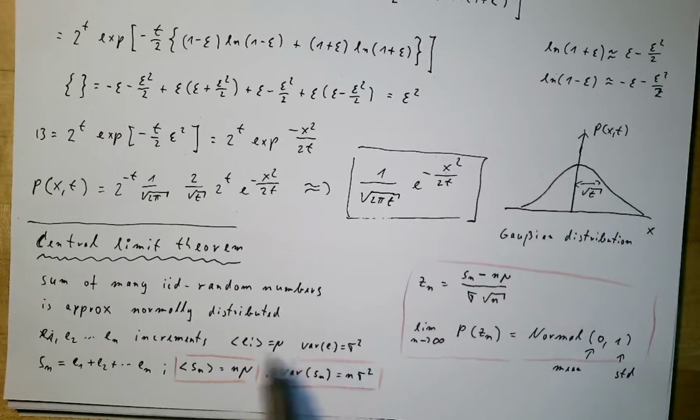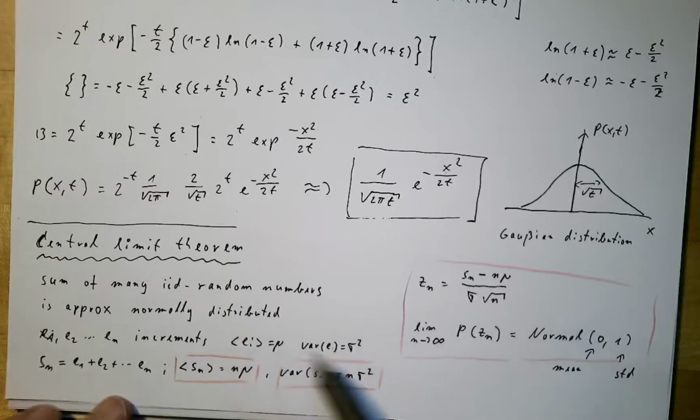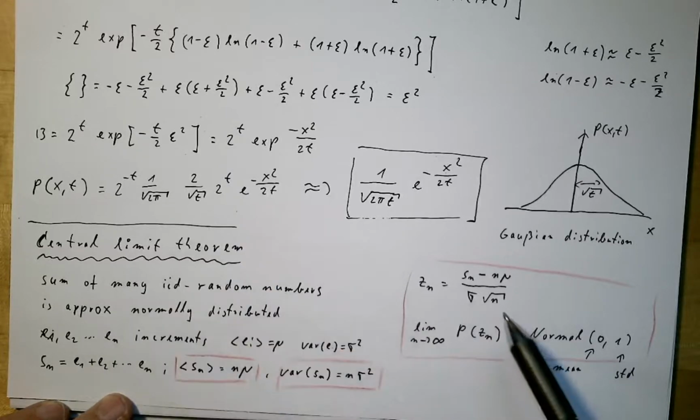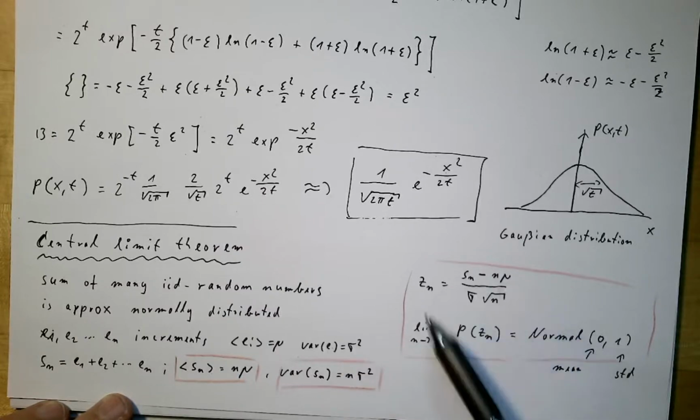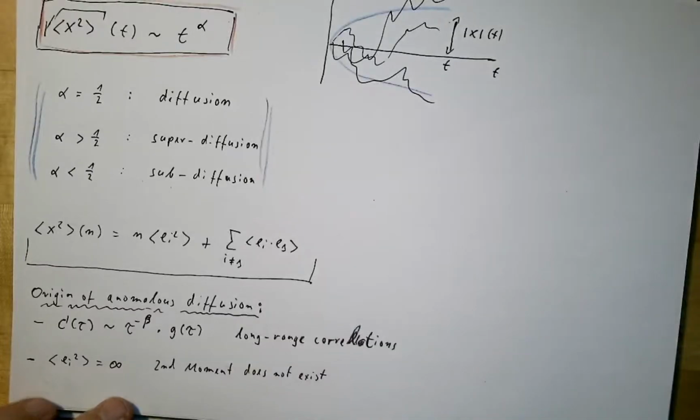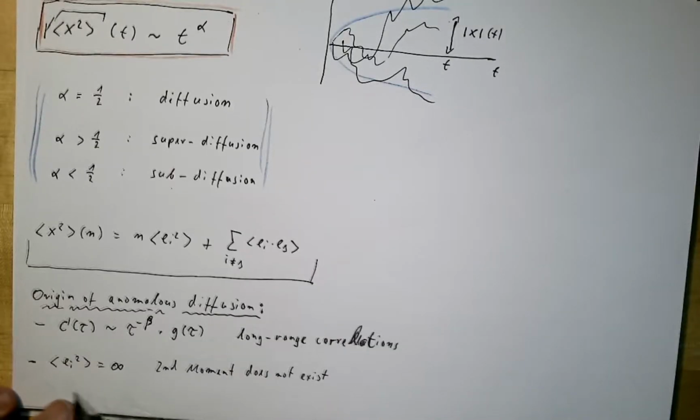But if these moments are infinite and don't exist, and this can happen. Remember, I told you expectation values are integrals, and these integrals might diverge, and so expectation values might not exist. And then if these two expectation values do not exist, the central limit theorem doesn't hold anymore. Then we don't have the Gaussian distribution of the walker, and we don't have the diffusive behavior. So now we want to look at what's happening if we have random walks where the increments have moments which diverge.